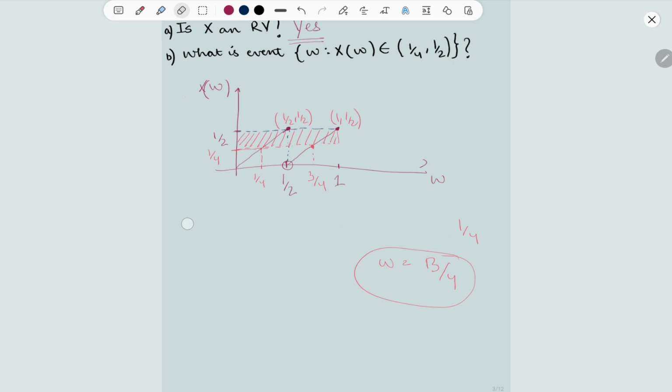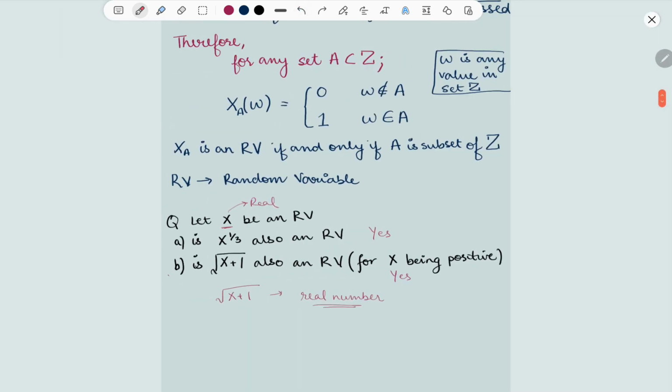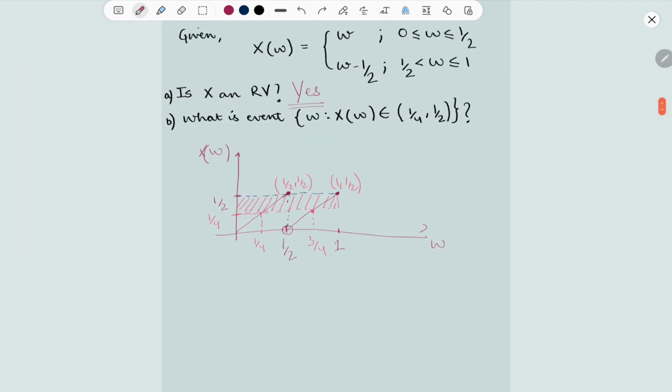Our question was whether x belongs to the interval 1/4 to 1/2. So this is one, my colored portion, where I am coloring this portion and this portion. On the number line we can see that it is 1/4 to 1/2 union 3/4 to 1.